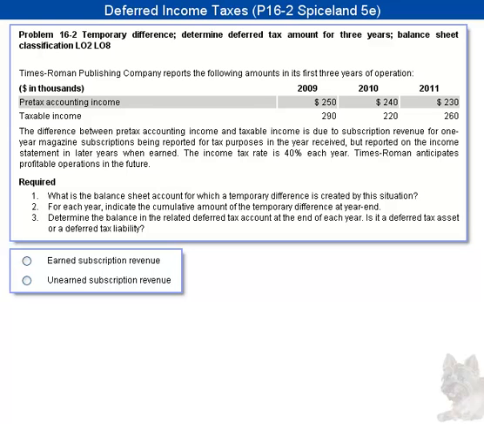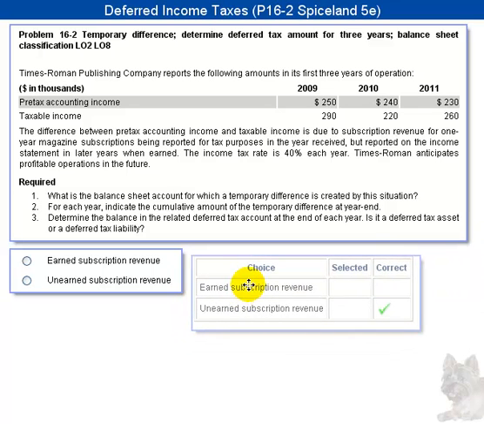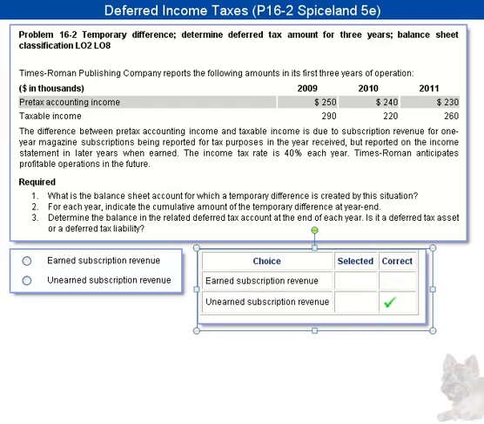Alright, so let's look at the first requirement. What is the balance sheet account for which a temporary difference is created by this situation? And we have a choice. It's either the earned subscription revenue or the unearned subscription revenue. And hopefully you recognize that the balance sheet account is the unearned subscription revenue.